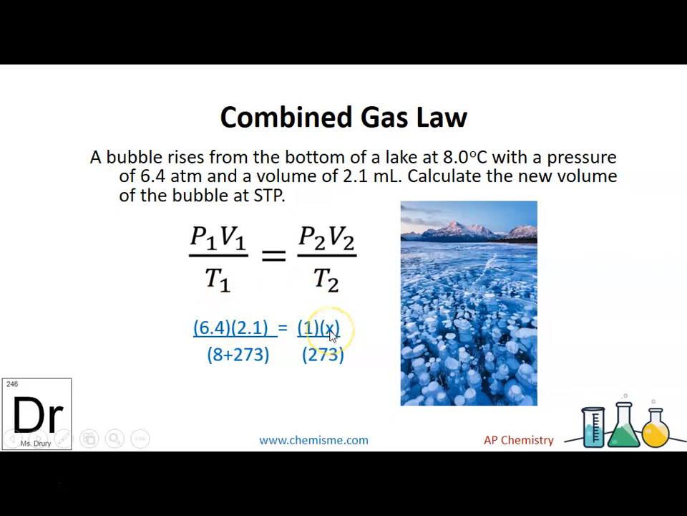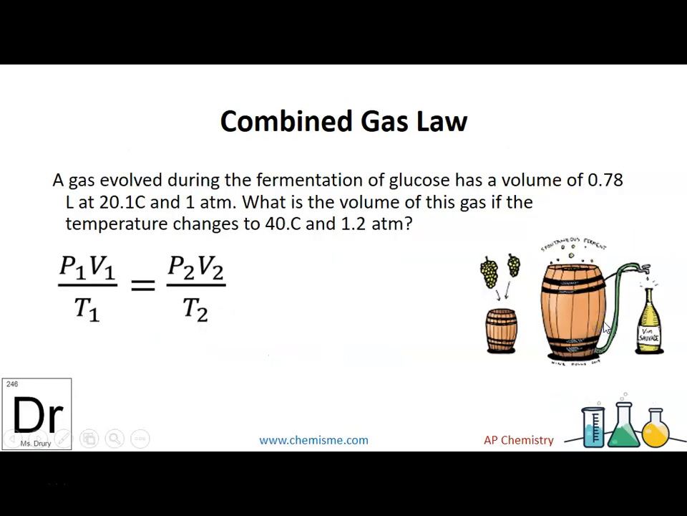So at regular temperature outside, which is really frozen, that's why I'm showing a picture of a frozen lake, and 1 atmosphere, which is regular sea level at the lake, how big would this bubble be? And the answer is 13 milliliters. So as it rises to the surface, the bubbles get much bigger. The bubbles you're seeing in the picture probably started off as really small 2 milliliter bubbles and became 13 milliliter bubbles as they rose to the surface.